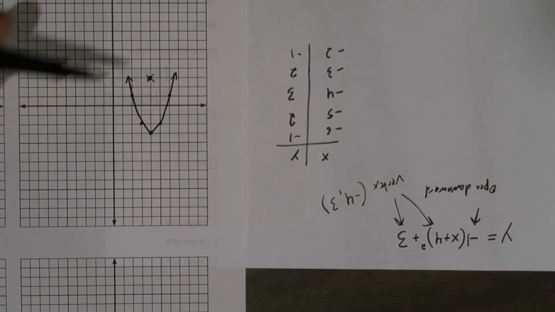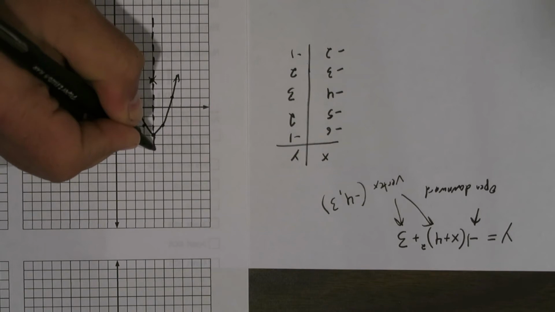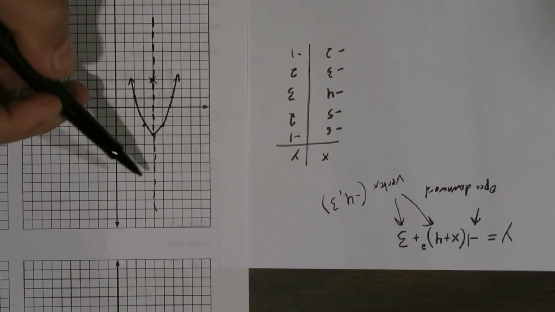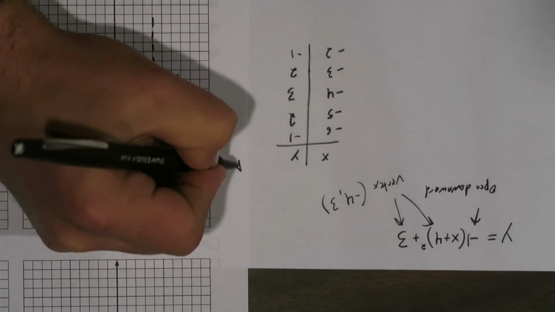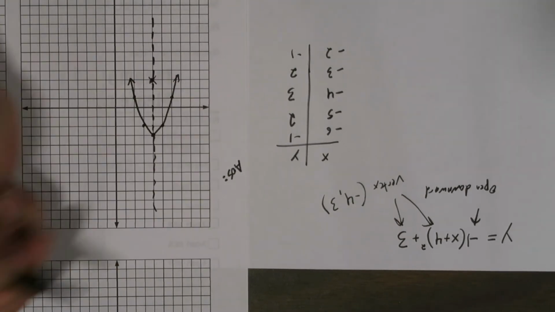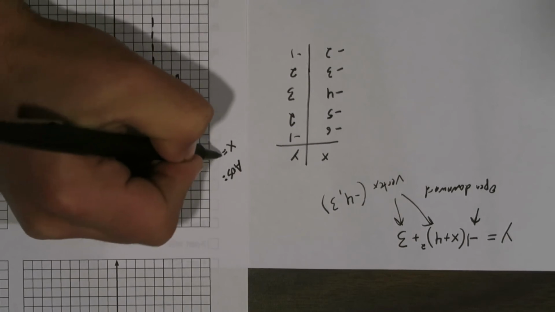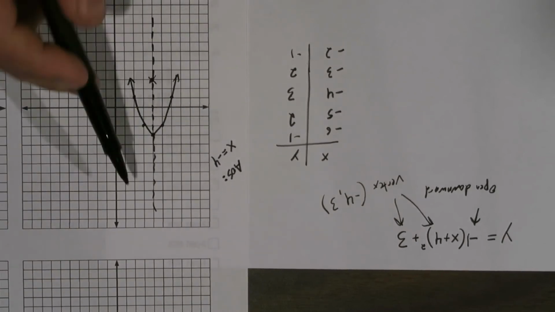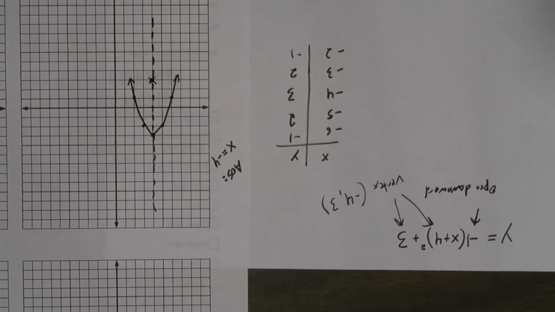So this one looks like this. You can see the symmetry. There's actually what's called the axis of symmetry right here. It goes right through the vertex. The equation of the axis of symmetry here, we could say the axis of symmetry is x equals -4. That's the equation of this vertical line that runs right through the middle. All right, let's do one more.